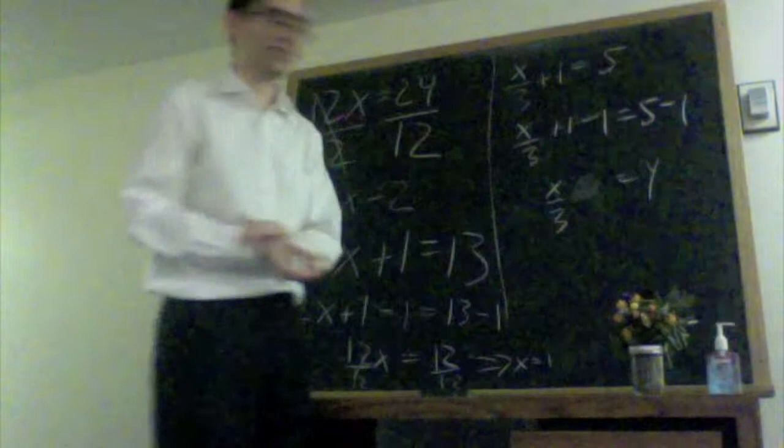You multiply both sides by 3. Again, remember, always multiply both sides by. Always do whatever you do to one side to the other side. So 3's cancel out. X equals 4 times 3. 4 times 3 equals 12. And that is how you do two-step equations.